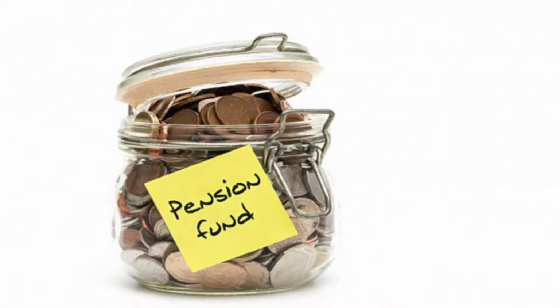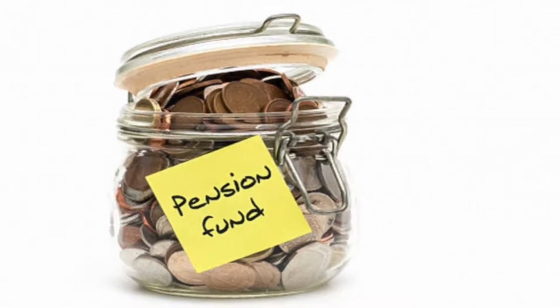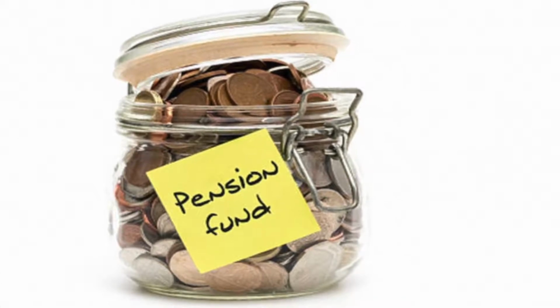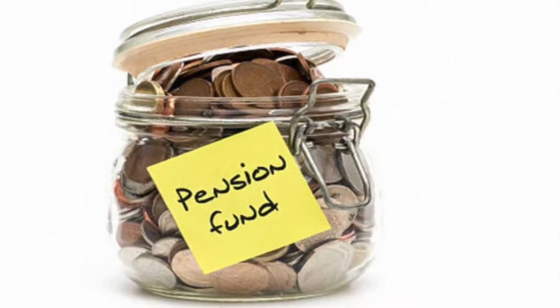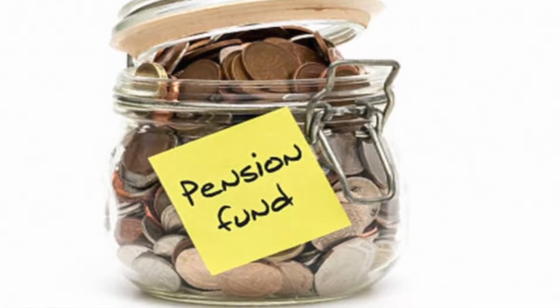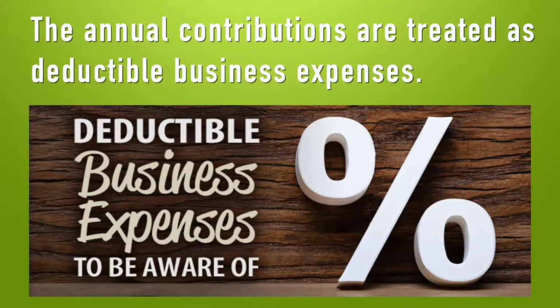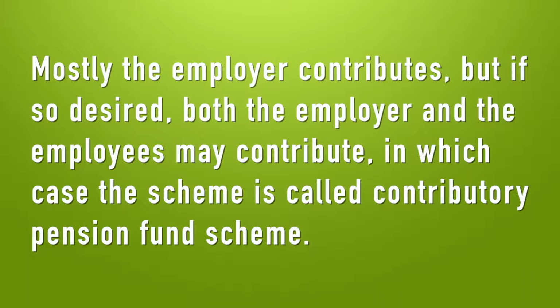Contributions, and who pays this? The maximum annual contribution that an employer can make to the pension fund and provident fund is restricted by the income tax provisions to 27% of annual salary, that is basic plus DA. The annual contributions are treated as deductible business expenses. Mostly the employer contributes, but if so desired, both the employer and the employee may contribute, in which case the scheme is called a contributory pension fund scheme.